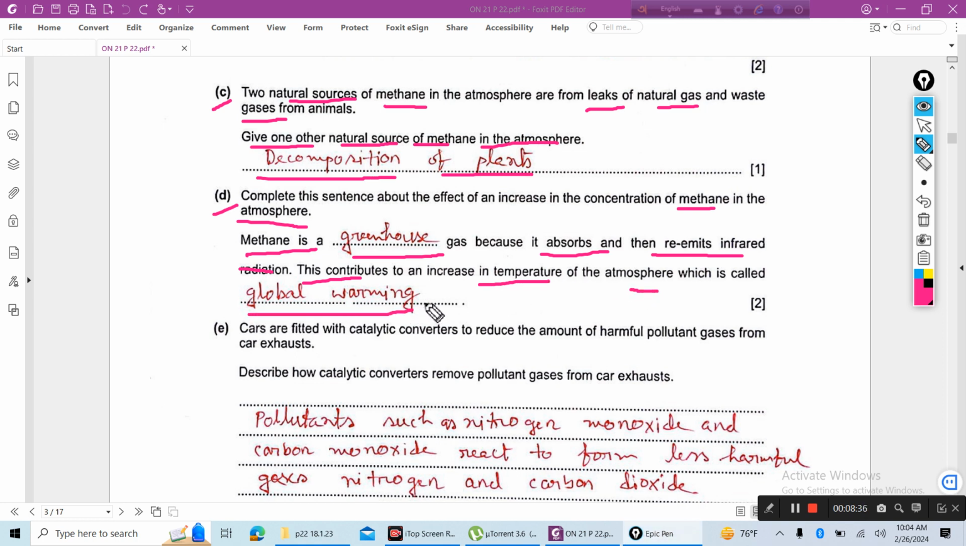You know what is global warming? This methane gas absorbs, then re-emits, which increases the temperature in the atmosphere. This is known as global warming.